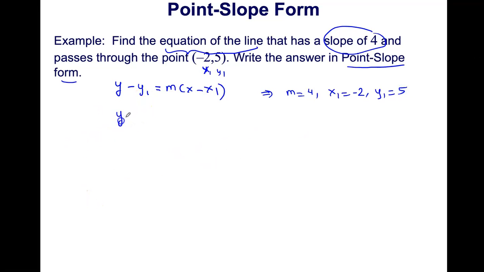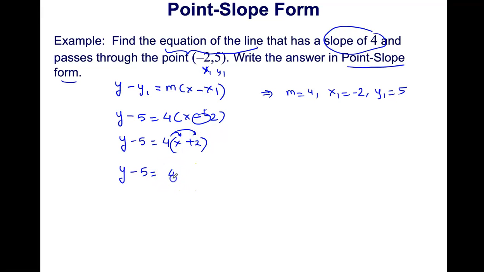So let's substitute the values. y minus 5, m is 4, and this is x minus negative 2, so this is y minus 5 is equal to 4 times, and this will be a plus sign over here, x plus 2. Now I will use the distributive property of multiplication. So this will be 4x plus 4 times 2, which is 8.